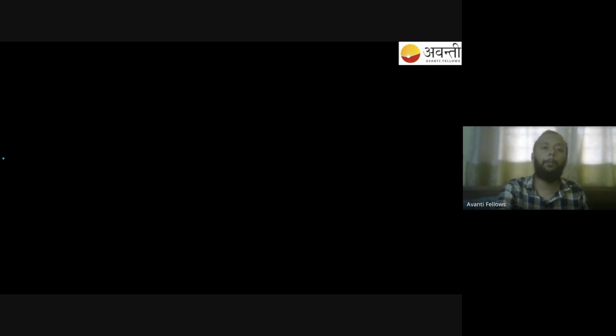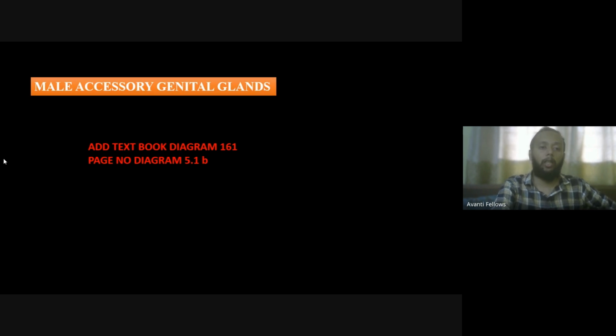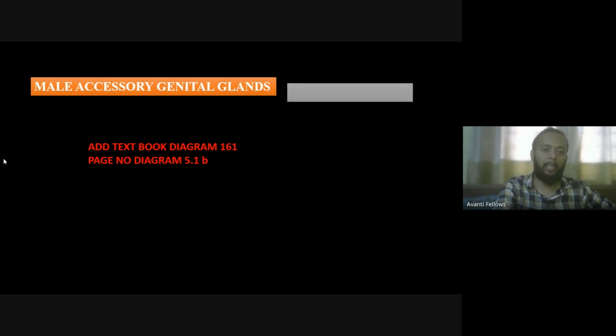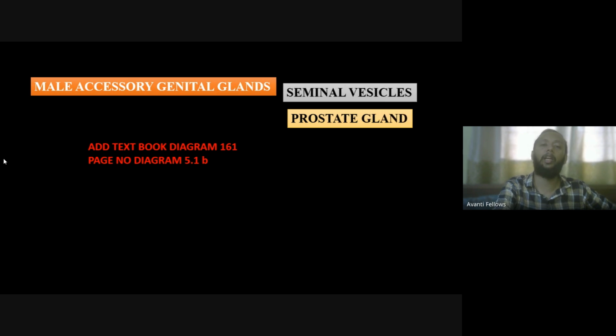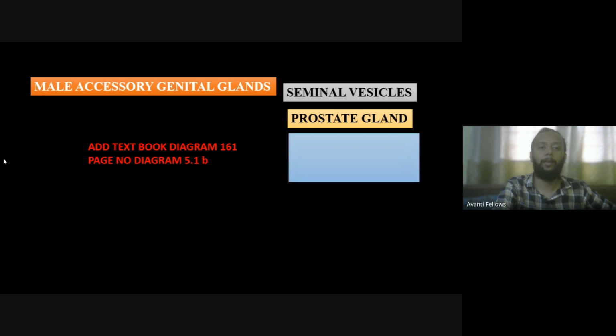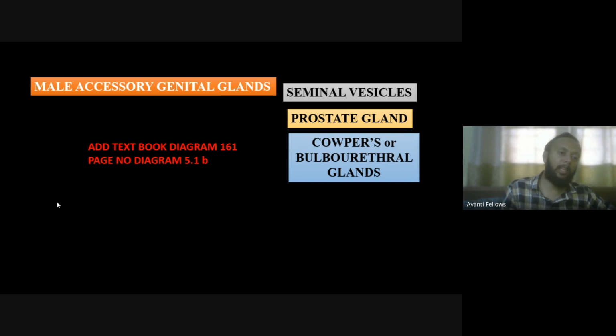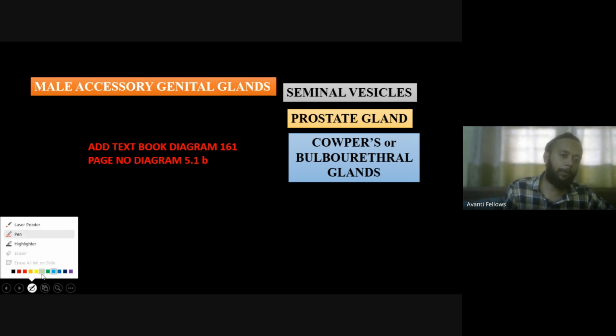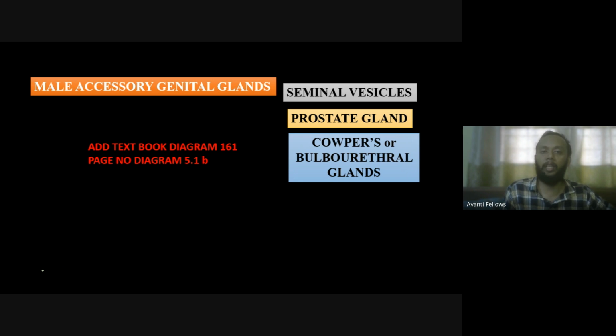Okay, so here we have completely seen our male reproductive system. Now what is remaining right now? You will find male accessory genital glands. What the genital glands are is something we'll now try to see. Okay, so now you have these three glands over here. The three glands are going to be your seminal vesicles, prostate gland, and Cowper's gland or bulbourethral gland. So these are the three glands you will find, the male accessory genital glands.